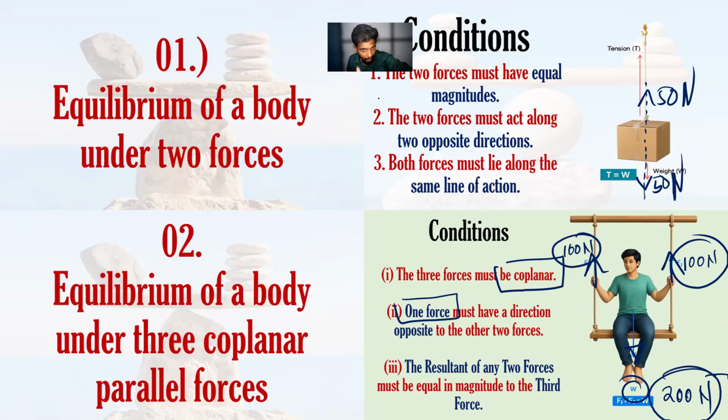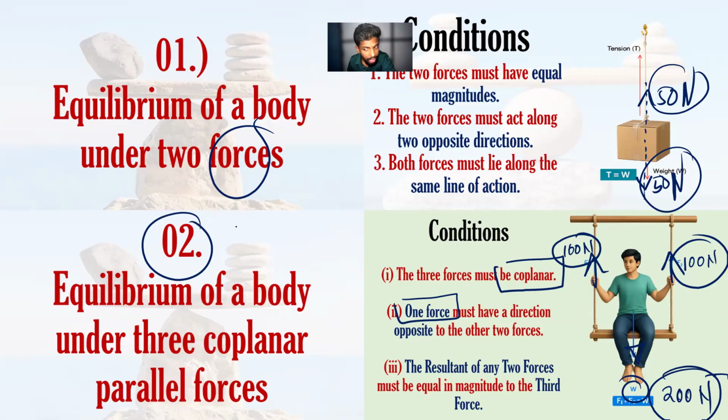Under two forces, three conditions are there: equal magnitude, opposite direction, on the same line of action. And if an object is under three forces, 100 Newton, 100 Newton, the resultant force will be 200 Newton. That is equal to the third force. So these are the conditions that you want to know.